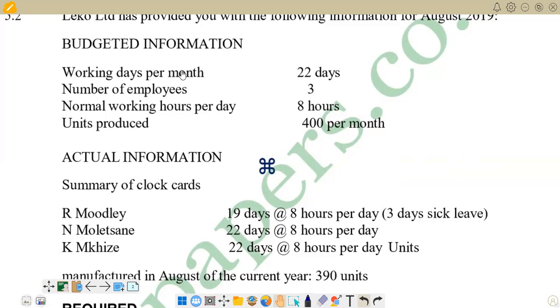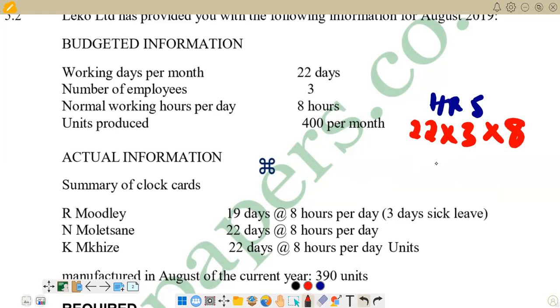So what we are going to do is say working days per month, then we multiply by 3 workers, because each worker is going to work 22 days here. When we get the total number of days of all the workers, we multiply by the number of hours per day, 8. So for budgeted hours, we say 22, then we multiply by 3, then we multiply by 8, which is the hours per day. When you multiply that, we are going to get 528. So this is our budgeted hours, or the budgeted labor in terms of hours.